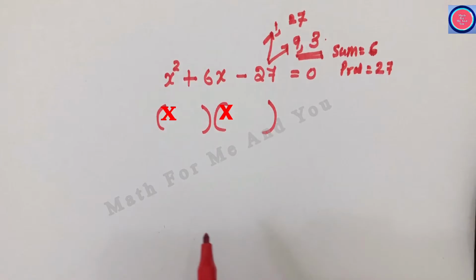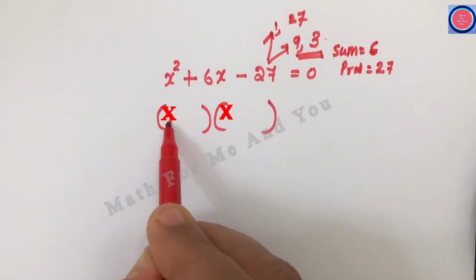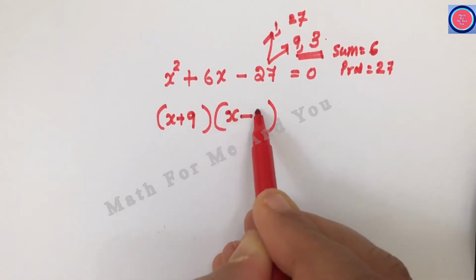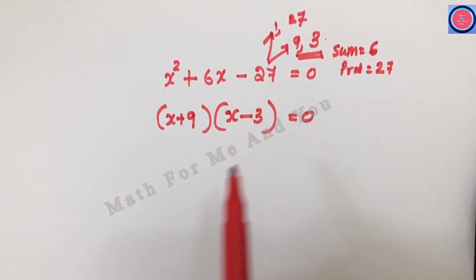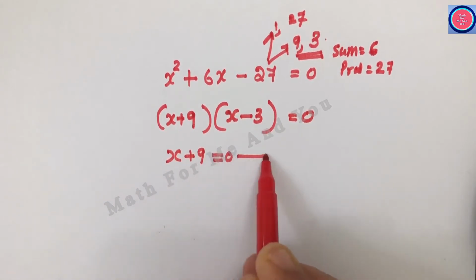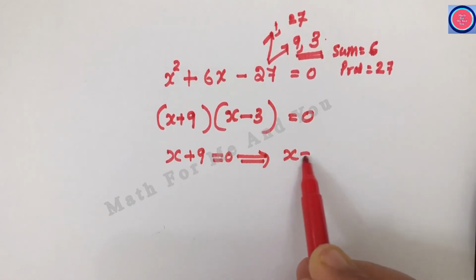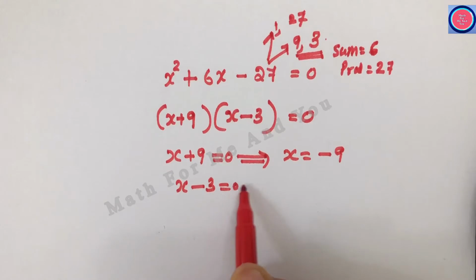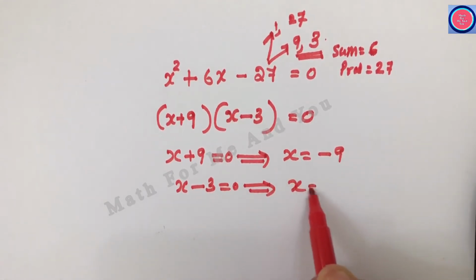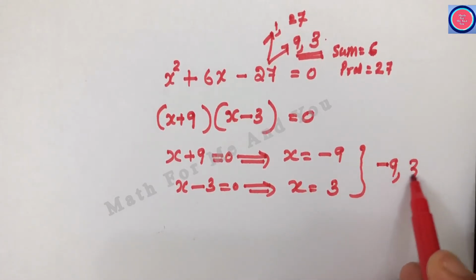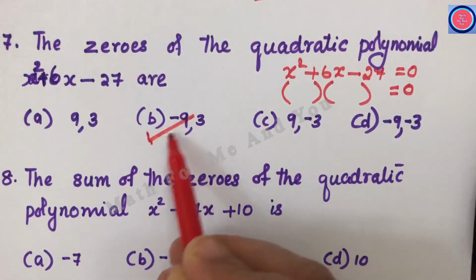That means the larger number 9 must be positive. So we write the first factor as x plus 9 and the second factor as x minus 3. Smaller number must be negative. From here we can find the zeros of the polynomial. X plus 9 equals 0 means x equals minus 9. This is the first zero. X minus 3 equals 0 means we get the second zero of the polynomial as x equals positive 3. So the zeros of this given quadratic polynomial are minus 9 and 3. So we can see what is the correct option. Option B is the correct one.